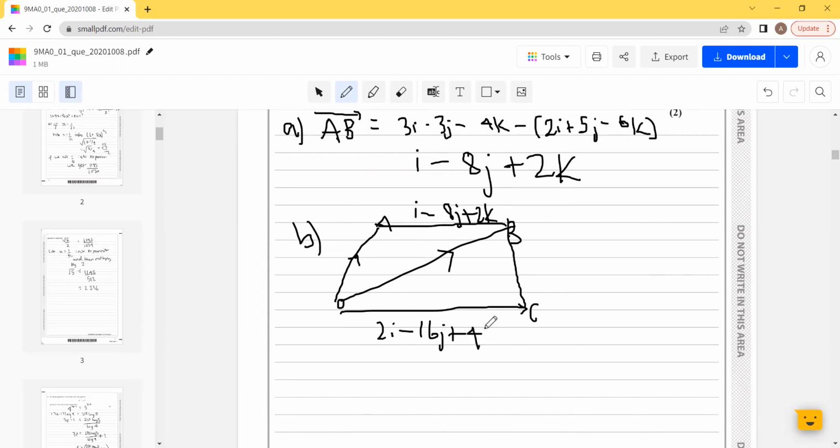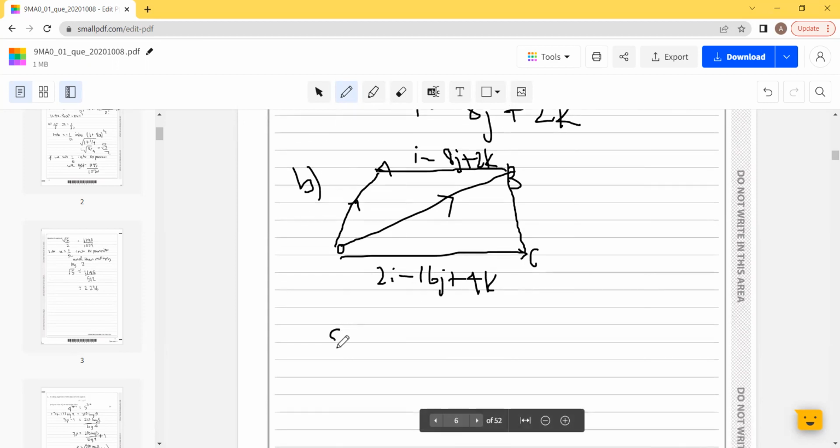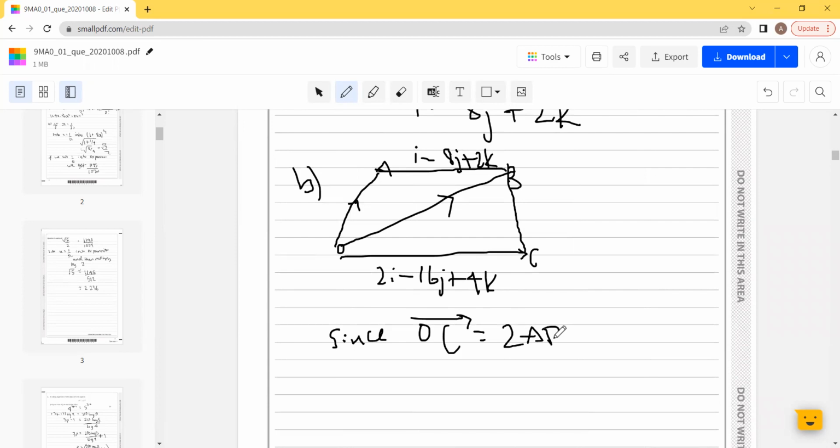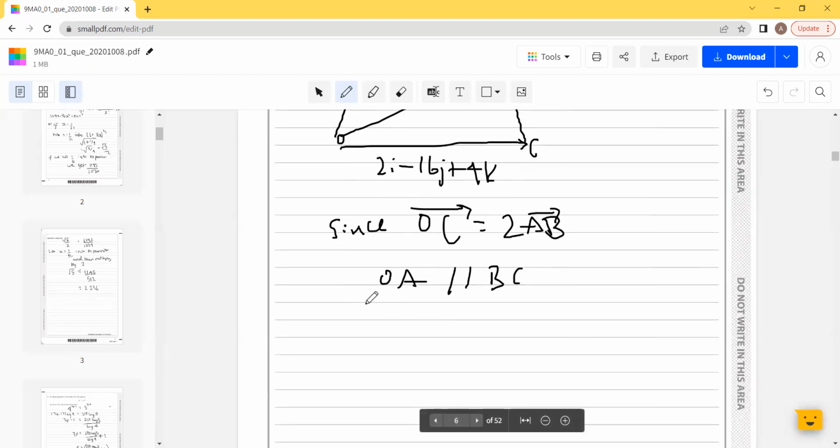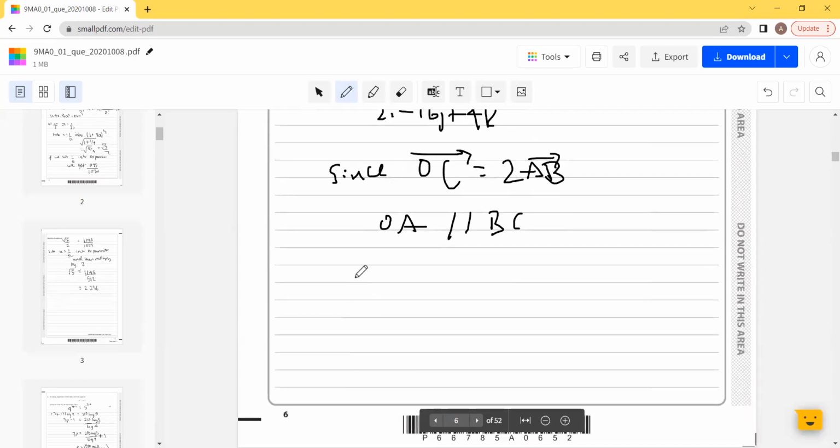So since the vector OC is 2 times the vector AB, and OA is parallel to BC, we know that OABC is a trapezium.